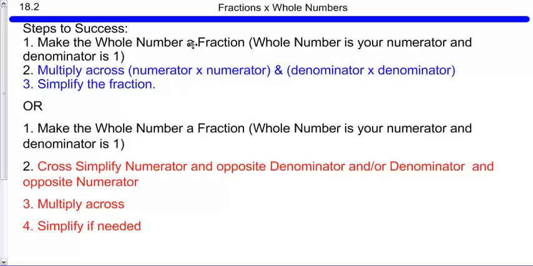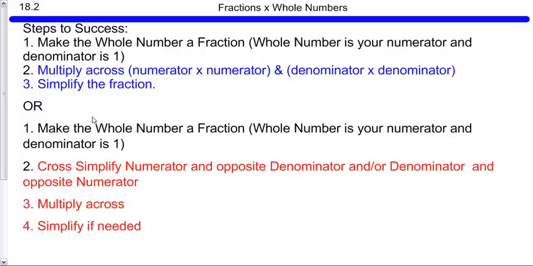Make the whole number a fraction. The whole number is your numerator and your denominator is 1. Step 2 would be multiply across: numerator times numerator, denominator times denominator, and then simplify the fraction.